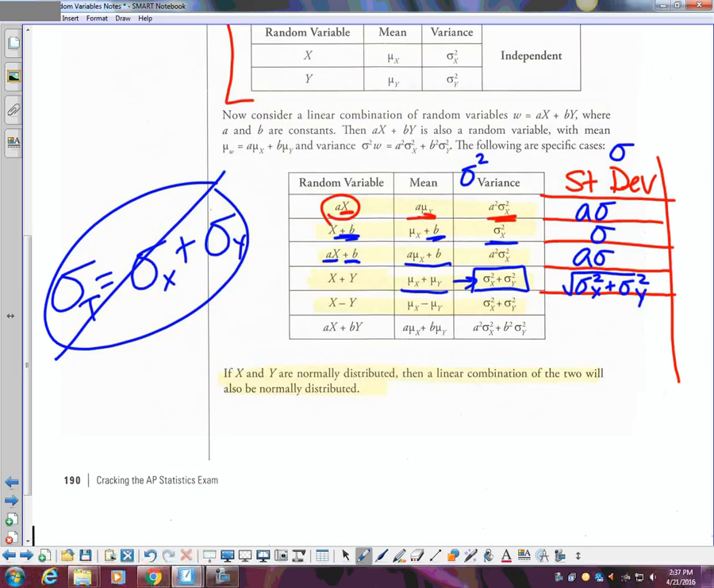Okay, here's another one that's really interesting. I remember us going over this. If I want to subtract two variables, then I can just subtract their means. Totally fine. What do you do to find their standard deviation? You're still adding it together, even when it's subtraction.